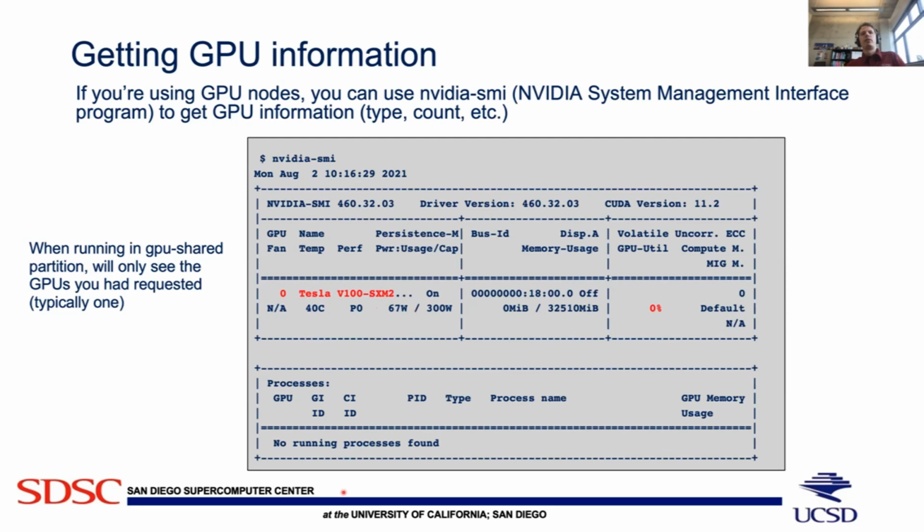In this case, it says there are no running processes found, but if you have a process running, it would tell you that that process is running on that GPU, and then you would probably see the temperature go up because the processor becomes warm, the fan speed going up, the power consumption going up as well.